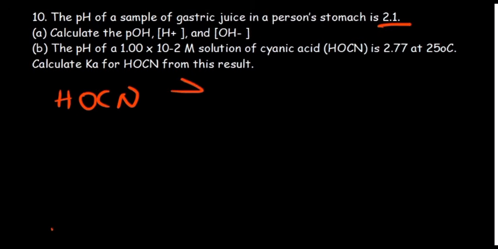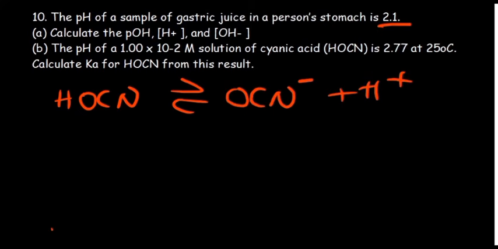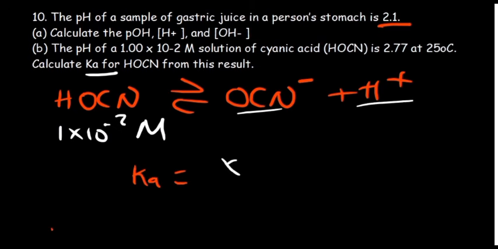When this dissociates, it's going to give us H+ and OCN-. The initial concentration has been given as 1 times 10 to the power negative 2 molar. They're asking us to find the value of Ka, the constant of this reaction. Ka depends on the equilibrium concentrations. For the products side we say x times x, which is x squared, and in the denominator we use the initial concentration.